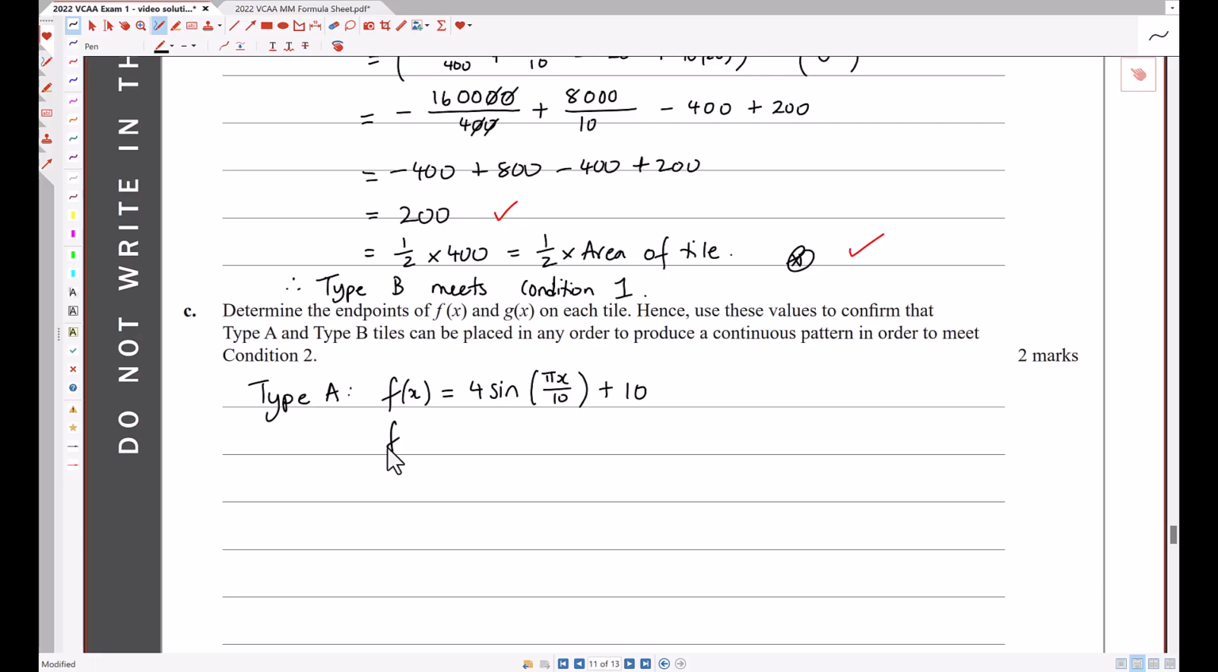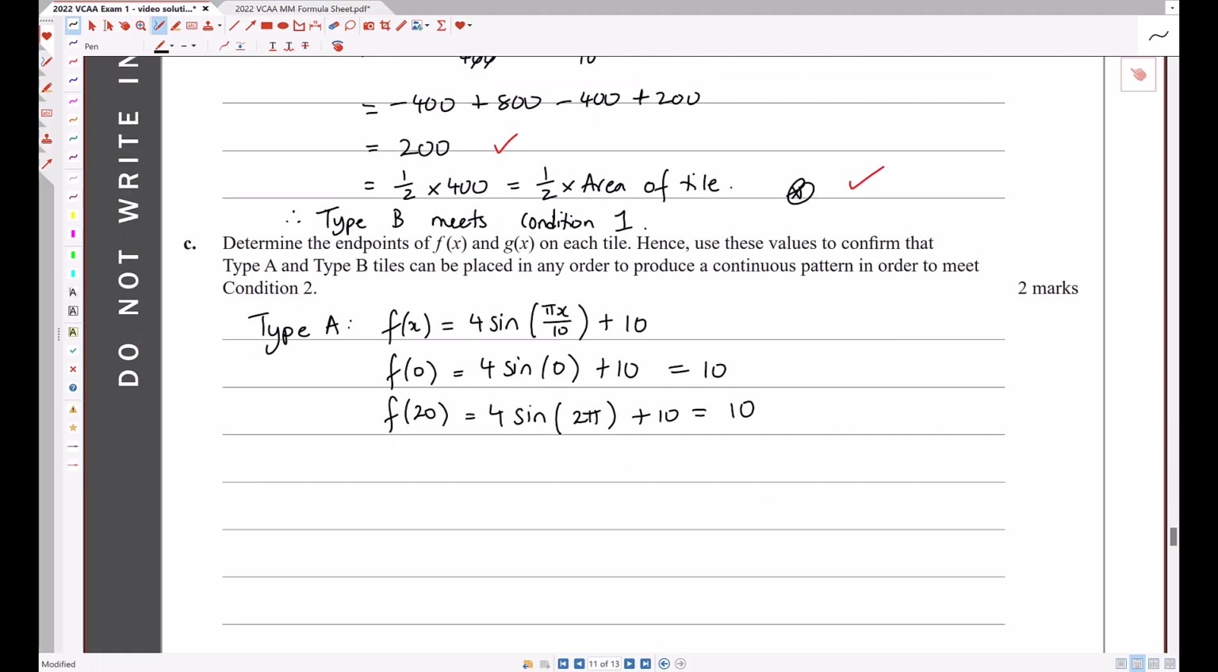Okay, so f at 0 is 4 sine of 0 plus 10. Now sine of 0 is 0, so that is just 10. F at 20, so on the other side of the tile, is 4 sine of 2π plus 10, so that'll be 2π plus 10. Sine of 2π is also 0, and so that is 10. Let's think about type B.